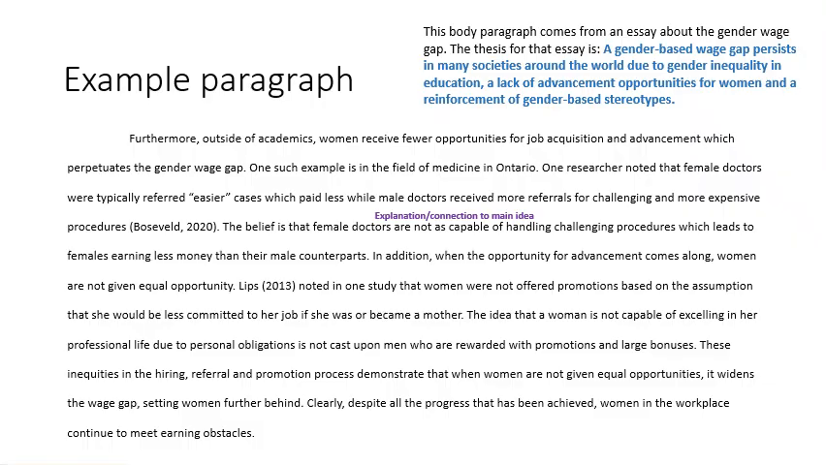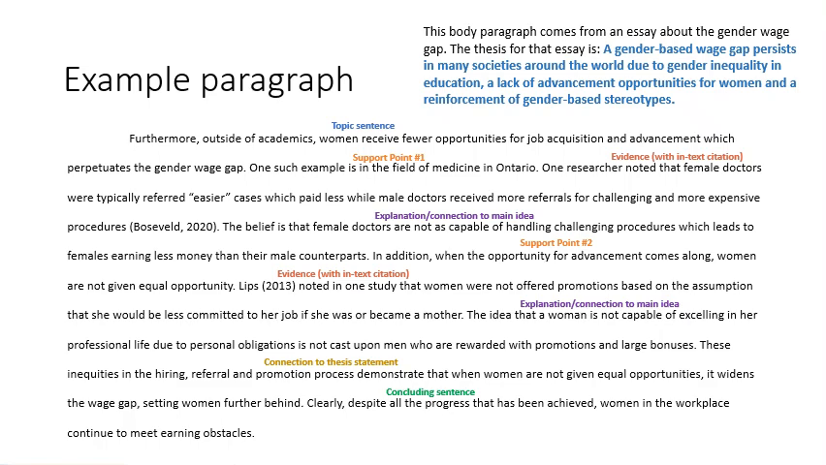So this is an example of a paragraph, and it shows you what each of these sentences is doing within this paragraph. So this is a body paragraph from an essay, and the topic is about the gender wage gap. So the thesis for that essay is a gender-based wage gap persists in many societies around the world due to gender inequality in education, a lack of advancement opportunities for women, and a reinforcement of gender-based stereotypes. So this would be one of those body paragraphs.